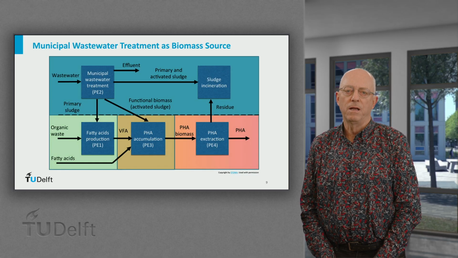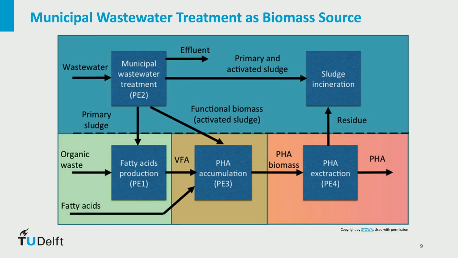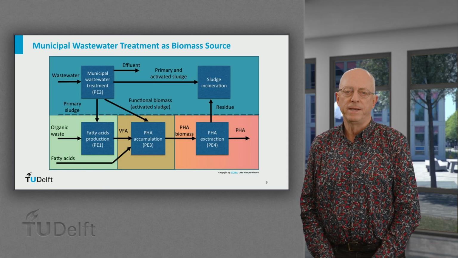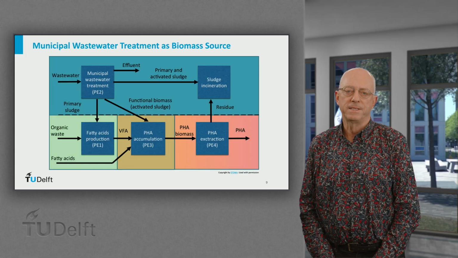Municipal wastewater treatment plants also naturally experience feast-famine cycles. During the day, they receive high loads of wastewater and much less at night. Because of this pattern, the microbial community in these systems already accumulates PHA to cope with this alternating substrate availability. So the activated sludge from such plants can be used directly as a PHA accumulating biomass. By combining organic waste fermentation to produce volatile fatty acids with the PHA accumulating capacity of this sludge, we can produce PHA-rich biomass that can then be extracted into bioplastic materials.